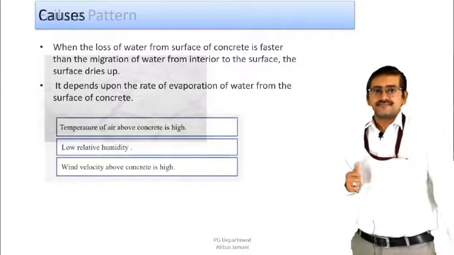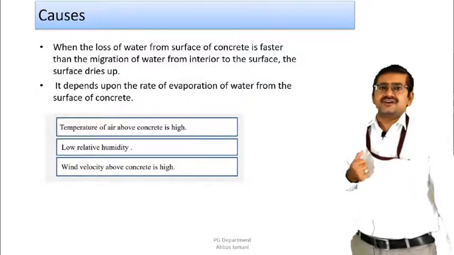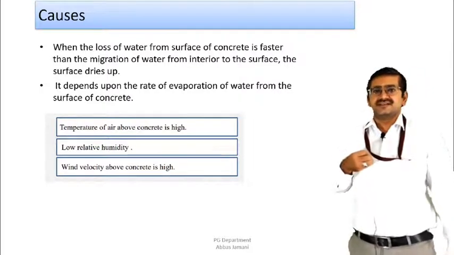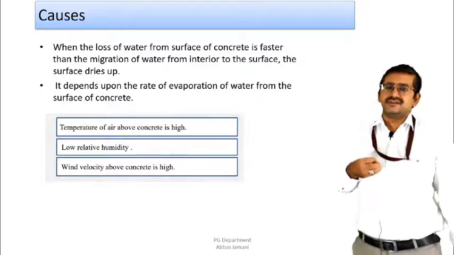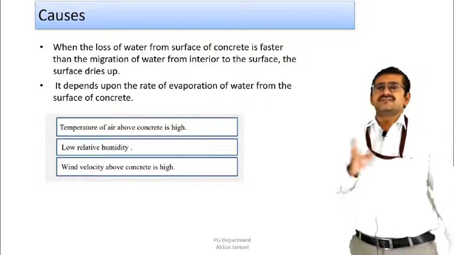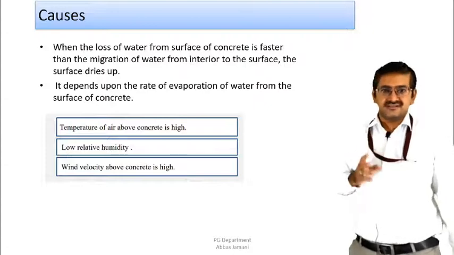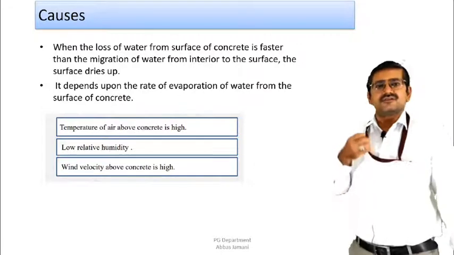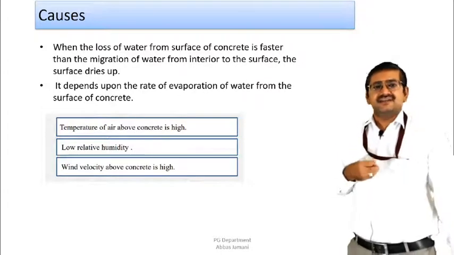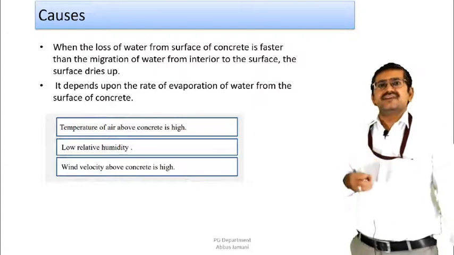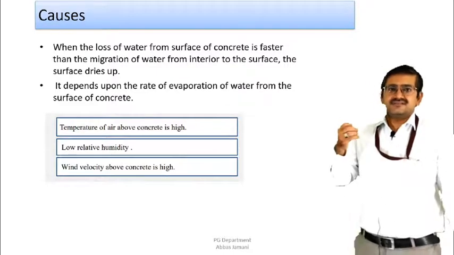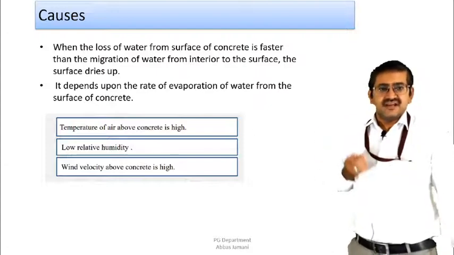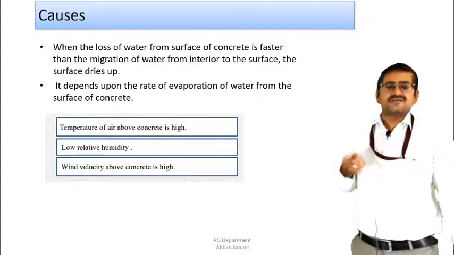Now, if we try to understand the cause, as I explained, the major cause of cracks that occur in the plastic shrinkage stage is the loss of water. That is, the evaporation of water from the surface of the concrete before the curing period is initiated. Now, what can be the reasons? The reason mentioned here is that when the loss of water from the surface of concrete is faster than the migration of water from the interior region to the surface, then due to this loss of moisture, cracks may appear on the surface. It depends upon the rate of evaporation of water from the surface of the concrete.